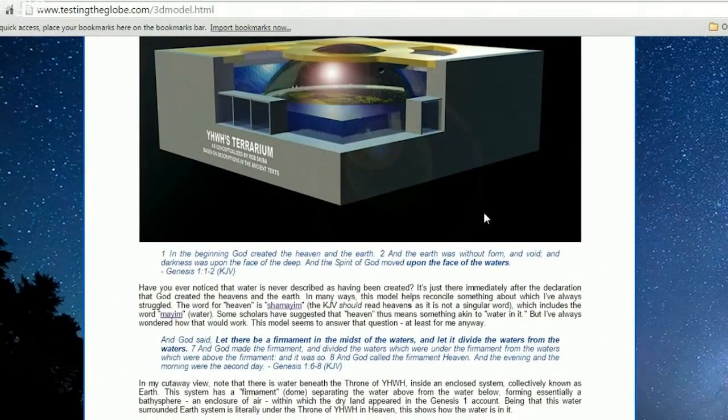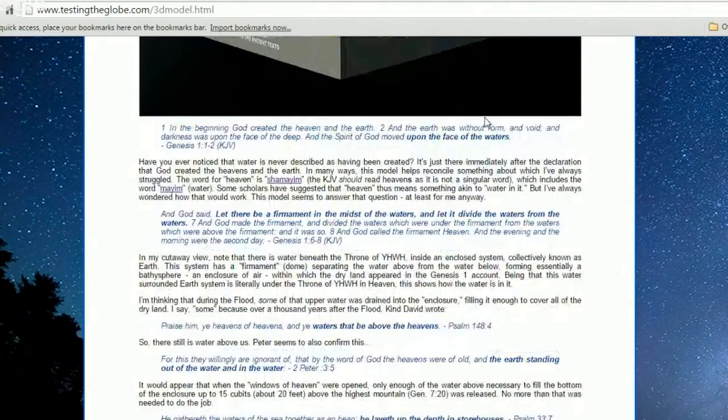Being that this water-surrounded earth system is literally under the throne of Yahuwah in heaven, this shows how the water is in it. Water in it. Water in heaven. I'm thinking that during the flood, some of that upper water was drained into the enclosure, filling it enough to cover all of the dry land.